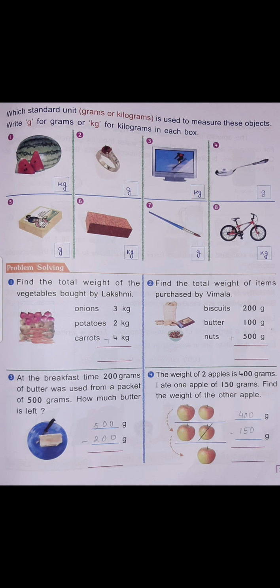Now, which standard units, grams or kilograms, is used to measure these objects? G for grams and kg for kilograms in the box. Okay. Now you just imagine watermelon. Watermelon is very heavy, right? So it cannot come in gram. Gram means the weight of the small objects, and kg will be identified the heavier objects. Okay. So as we all know, watermelon is very heavy, so it will come under kg. Now the fingering will be in gram because it is less than a kg.